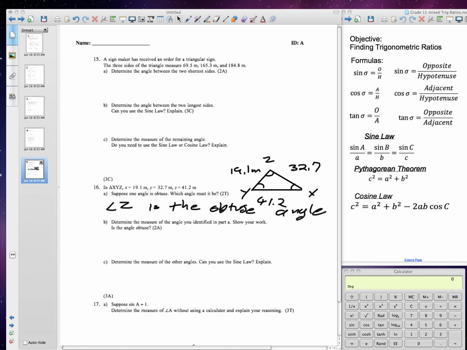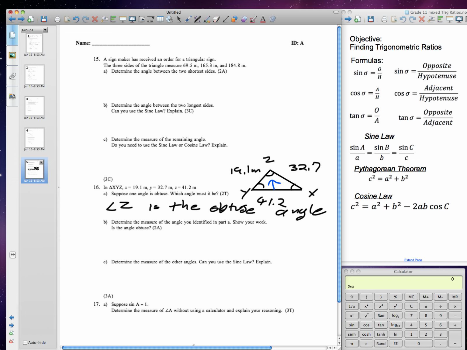Okay, B, determine the measure of the angle you identified in part A. Show your work. Is the angle obtuse? Okay, so we've already sketched out the triangle here. I need to find the measurement of the angle we pointed out, which is our angle Z. I have the measurements of 3 sides of the triangle. So of all the formulas I have on the right here, which formula am I going to be using to solve for angle Z? Anyone know? If I have 3 sides of the triangle, I'm trying to find an angle.